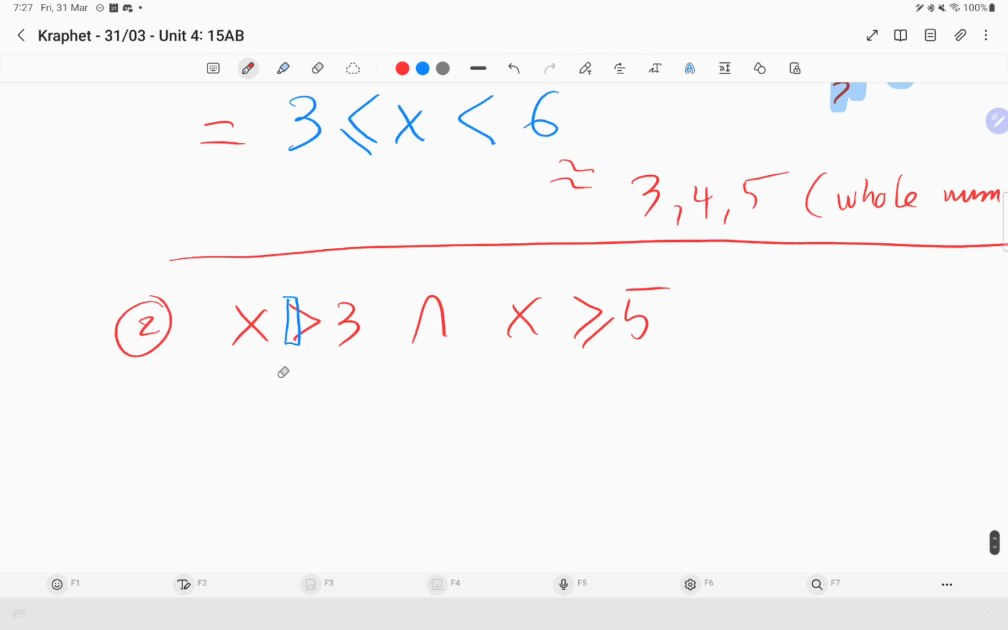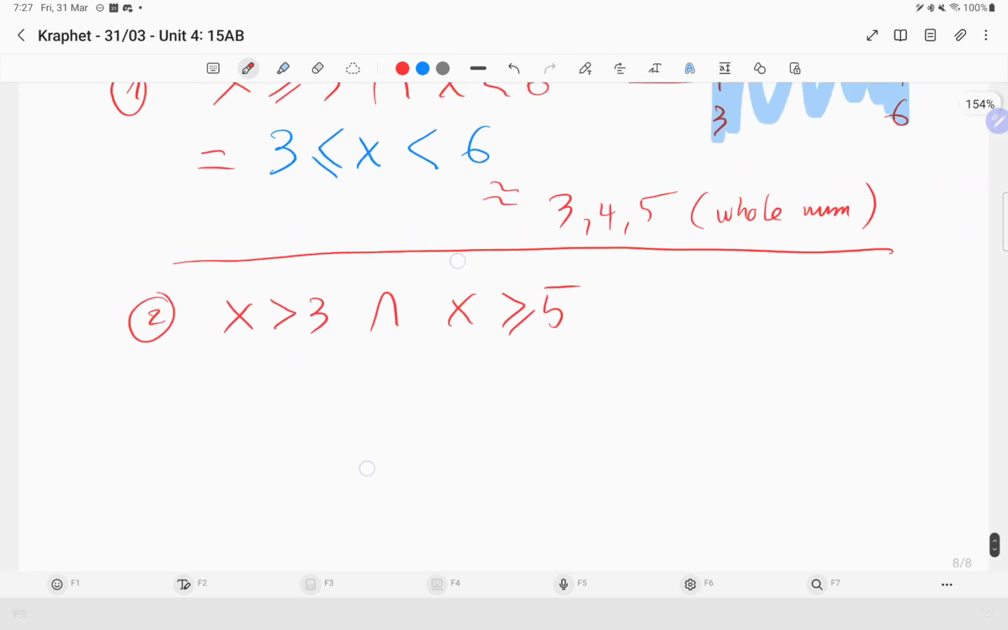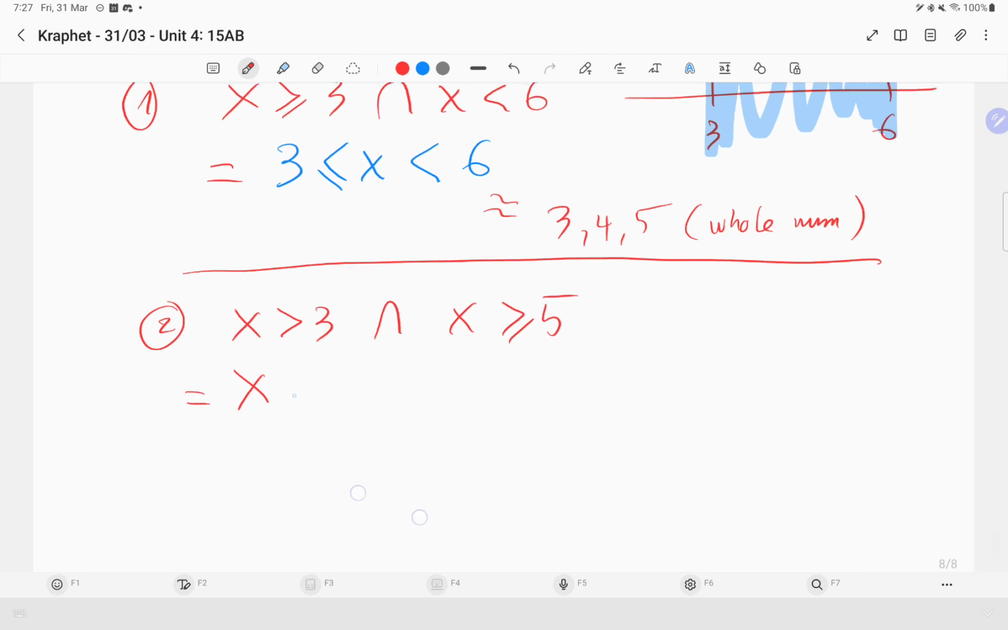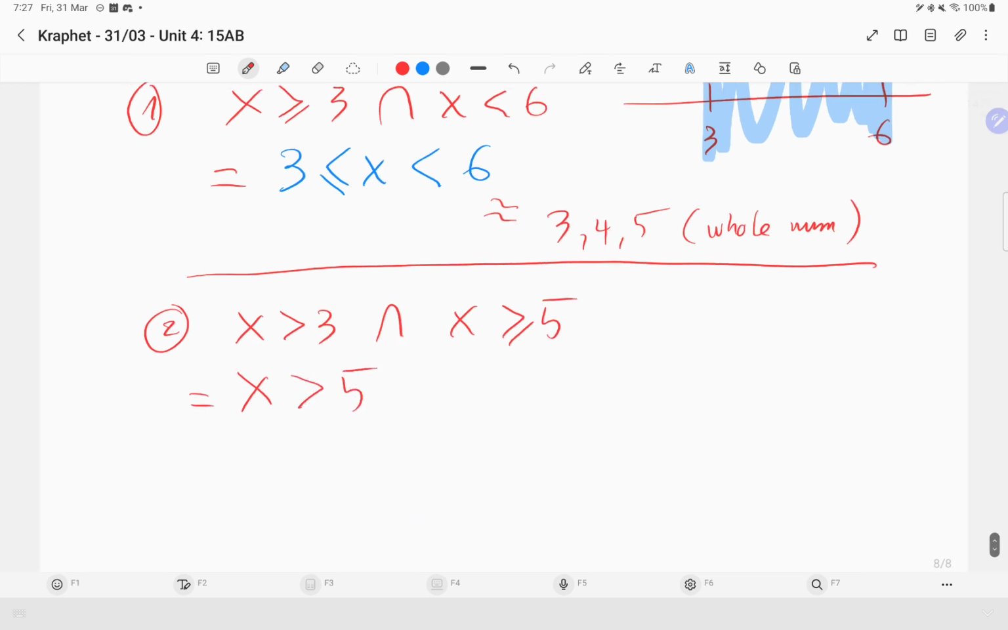Okay, so what's the resolve condition here? X is bigger than 5. Is greater than 5, like that? Greater or equals to 5. Okay, let's see if you're correct. Greater than 3 is this part. Greater than equals to 5 is that part. So the only part that overlaps is the part after 5. And yes, you're correct. It is greater than or equals to 5.